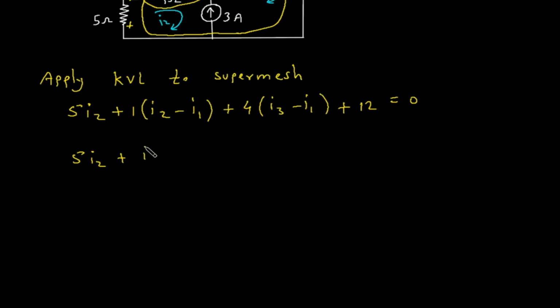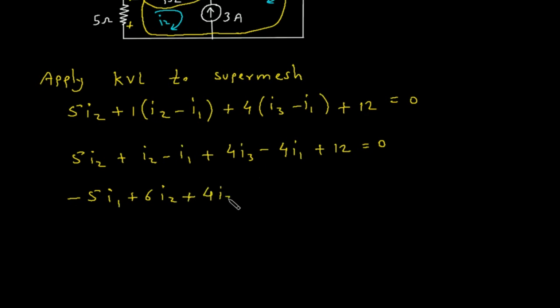5I2 plus I2 minus I1 plus 4I3 minus 4I1 plus 12 is equal to 0. This will be minus I1 minus 4I1, minus 5I1. Then this will be plus 6I2 plus 4I3 is equal to minus 12. Let's say this is equation number 1.